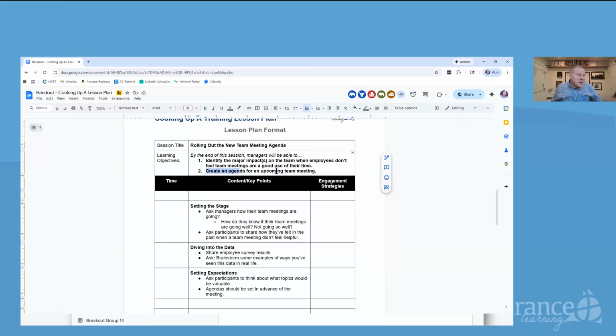The second objective here is to create an agenda for an upcoming team meeting. Does anybody have any thoughts in terms of whether we need to have another anchor activity, or do we feel like these activities are good? Any thoughts in terms of how we introduce this new agenda to our managers?